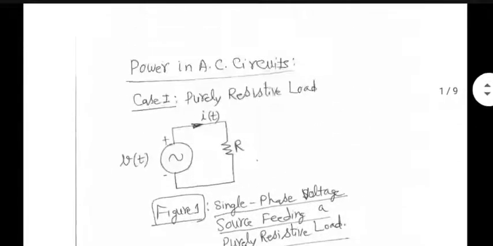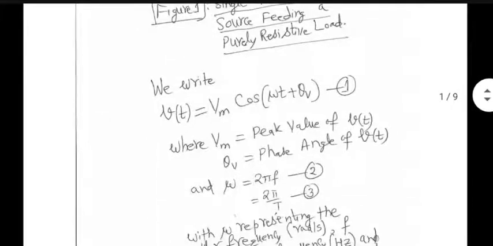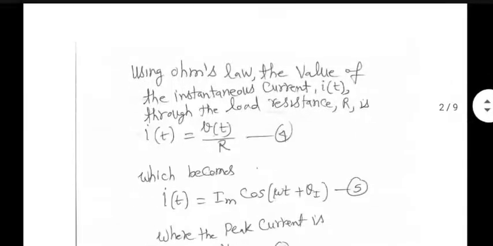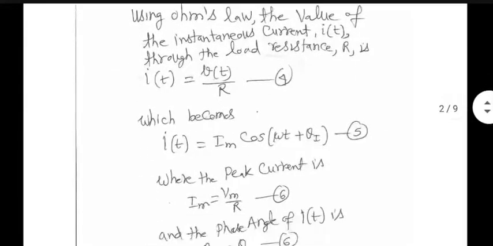Now, how do you write power in this case? We write instantaneous power, small p, as instantaneous voltage, small v, multiplied by instantaneous current, small i. And now I plug in the formulas for small v and small i. Here you pay a bit of attention. Small v is given by equation 1. Small i is given by equation 5. And I multiply the two to define the small p value.